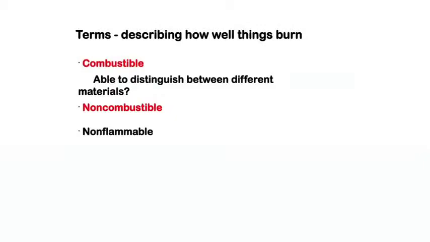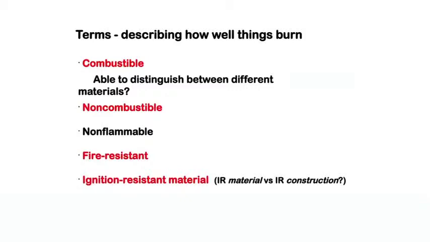A material might be called fire resistant, or ignition resistant, and with ignition resistant we have ignition resistant material and ignition resistant construction. Are those the same thing? And then there's flame resistant. What else have you heard in terms of describing the performance of a material to fire? Are there any other terms? Fire retardant material. Fireproof material. What do these things mean?